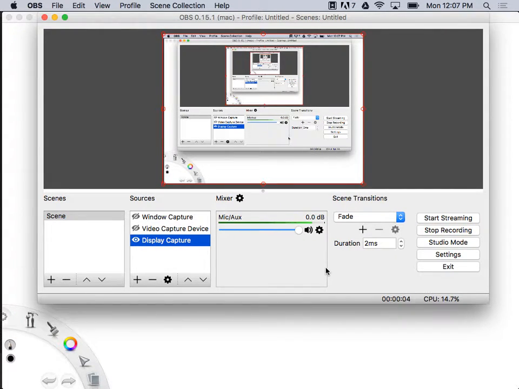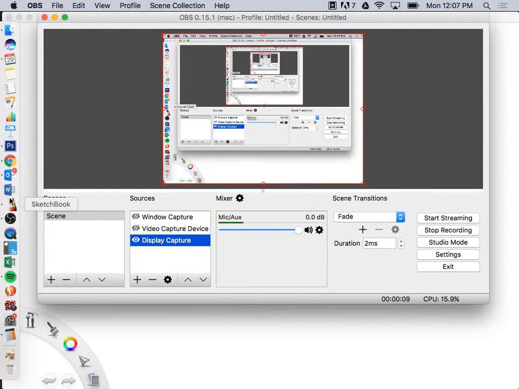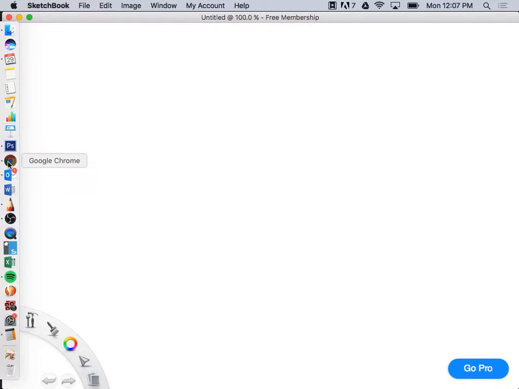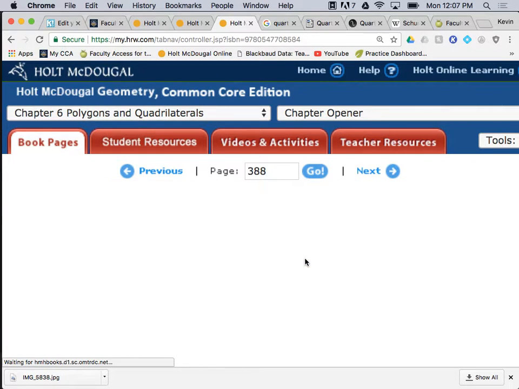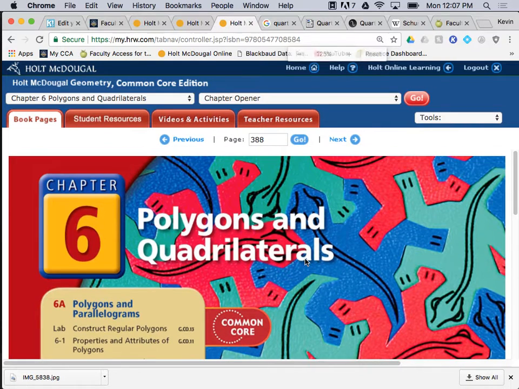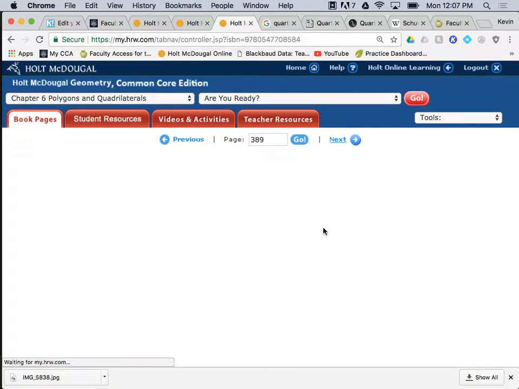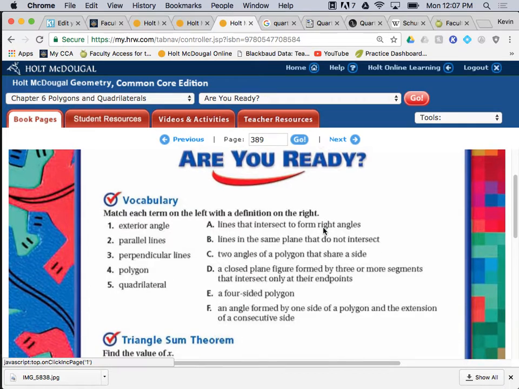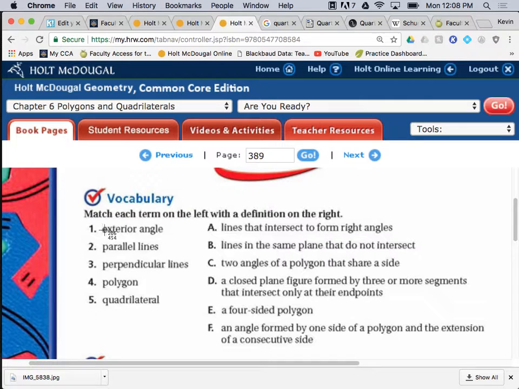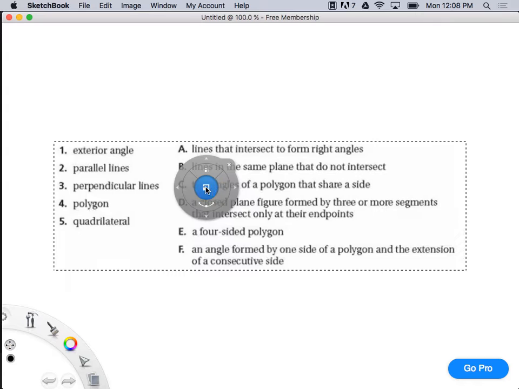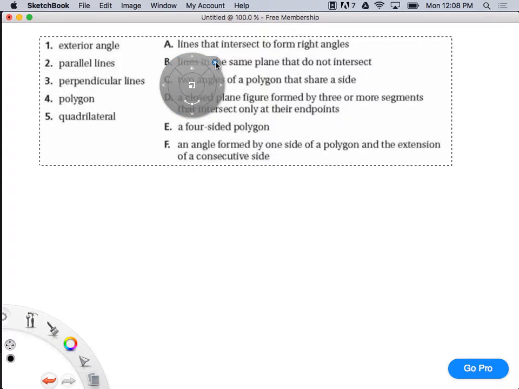So to start with, let's take a look at just the "Are you ready?" The "Are you ready?" part comes before every chapter. Like you see on the first page, it's just chapter 6. That's the first page of chapter 6 in your books that you guys have available online. And the next thing it says is, "Are you ready?" So this is going to just ask us a couple questions to see if we're ready for the chapter.